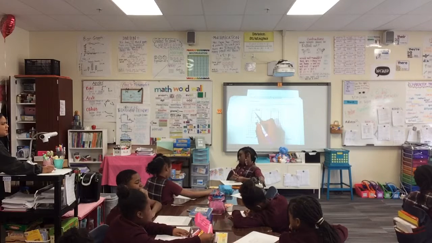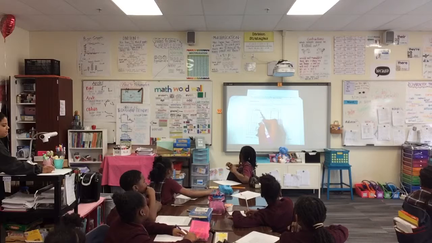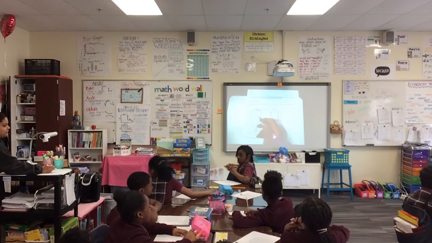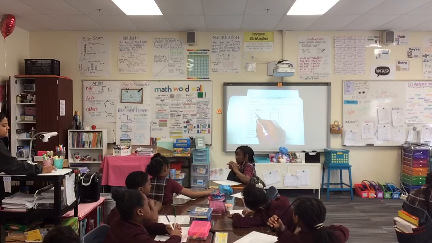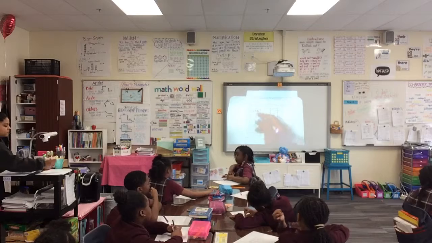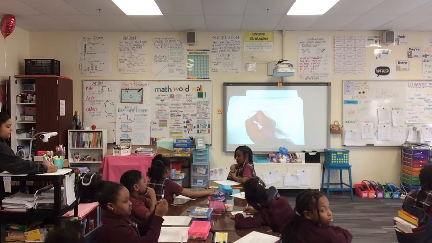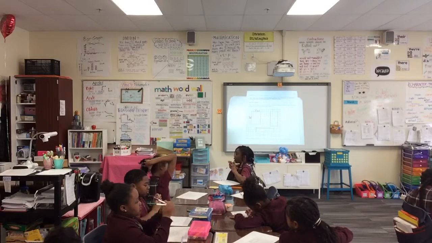I hear some people saying 5 and 4. Let's see. 1, 2, 3, 4, 5. Taya, what is it? 5. And what's our width? 7. Let's see. 1, 2, 3, 4, 5, 6, 7. So the dimensions of option 1 is 5 by 7.